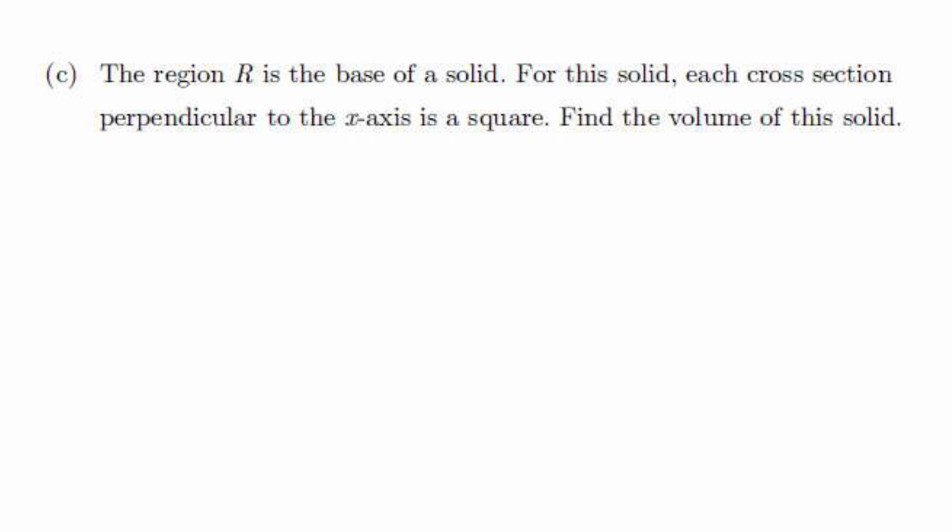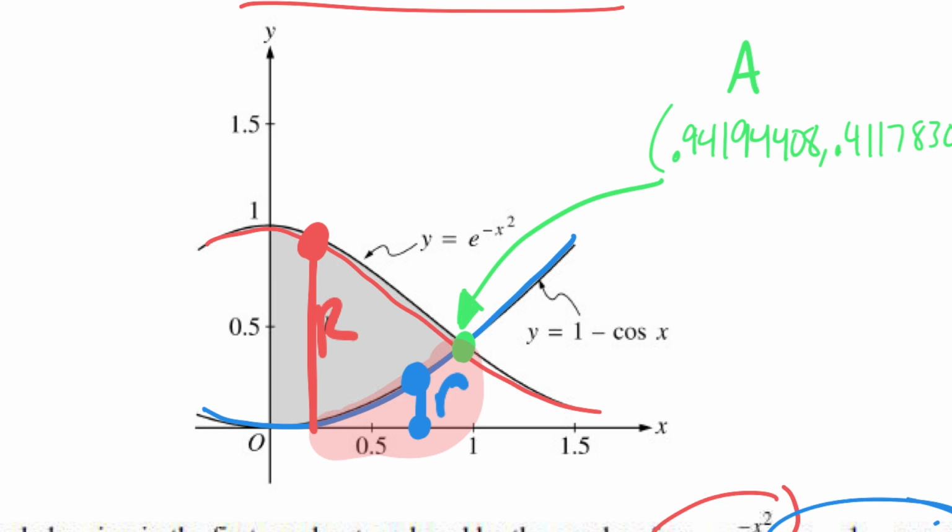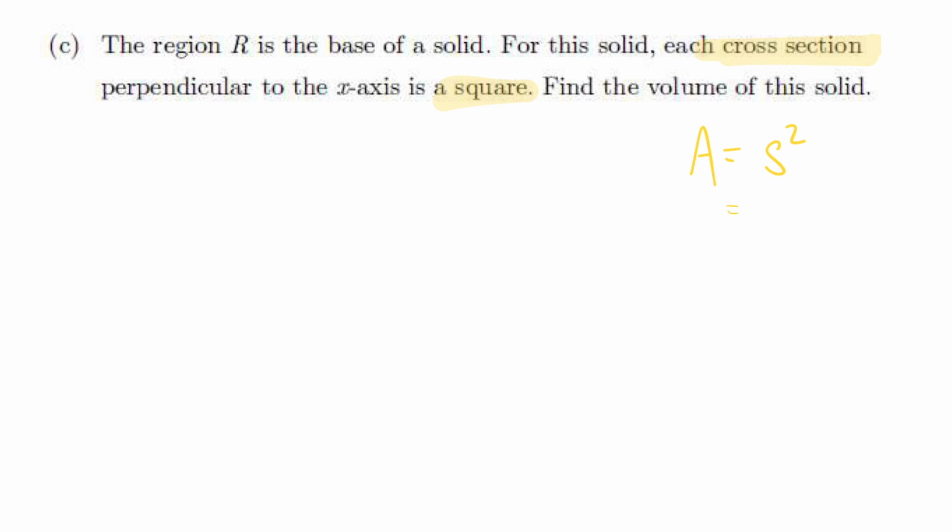All right, so part C is talking about cross sections. We've got square-shaped cross sections, and we want to find the volume using those squares. So I do need to figure out the area of just one square, so let's go take a look at our problem again. Each piece was a square perpendicular to the x-axis. So this will be one side, that distance from the top curve to the bottom curve. So the area of one square is going to be the top curve minus the bottom curve.